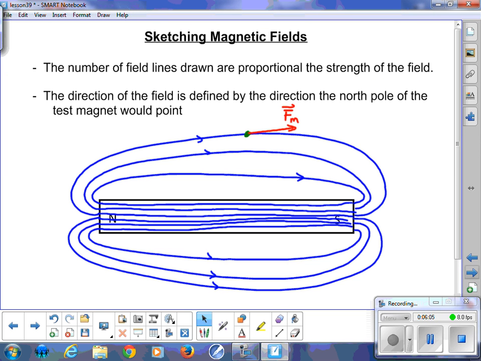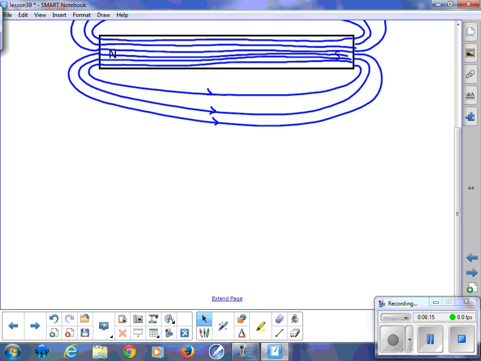So sketching the magnetic field, it's done here for you in the diagram. We have the number of field lines drawn proportional to the strength of the field. So if I wanted to draw an equivalent weaker magnet, I'm not going to do it at the same scale size here, north to south. If I count the number of blue lines here, so let me get a red out here, we got 1, 2, 3, 4, 5, 6. So I've drawn that one with 6 lines.